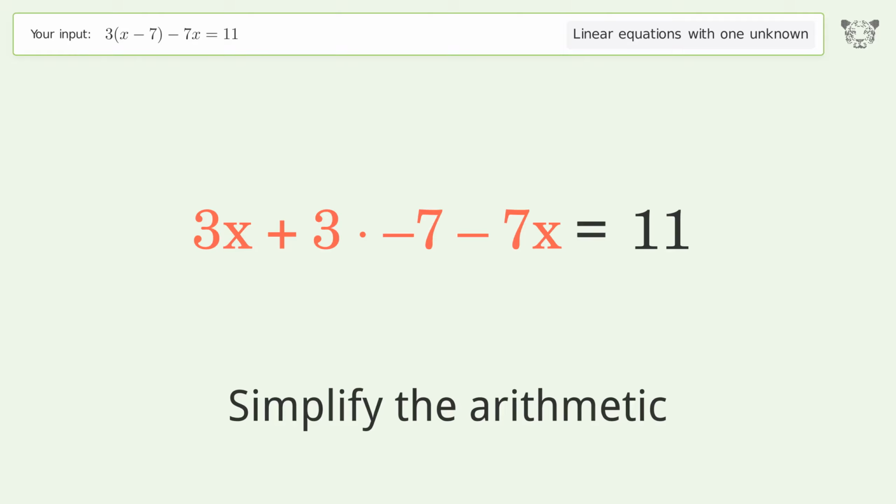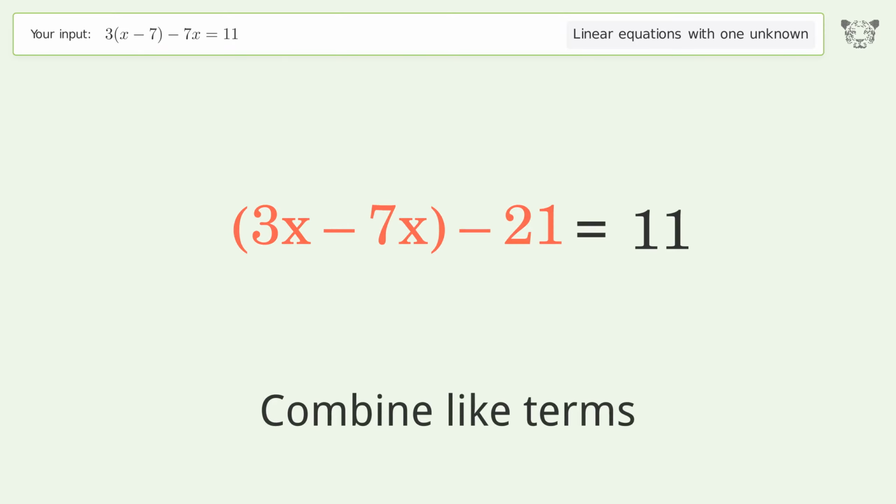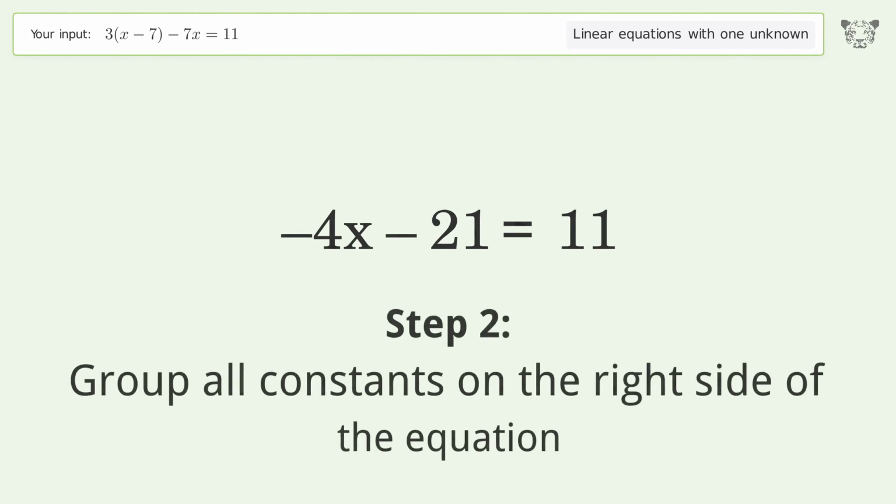Simplify the arithmetic. Group like terms. Combine like terms. Group all constants on the right side of the equation.